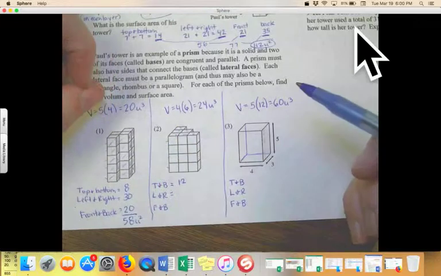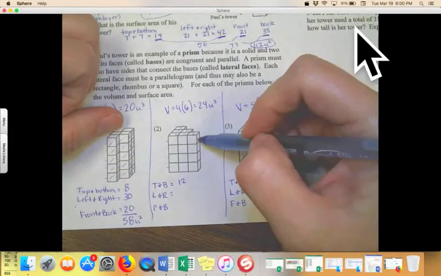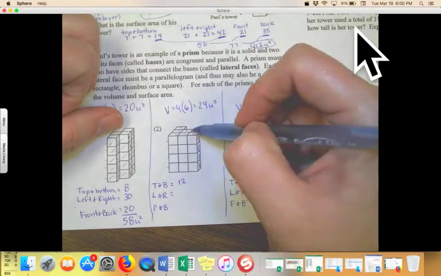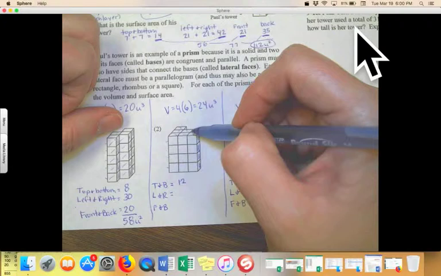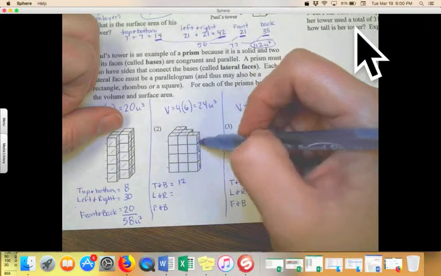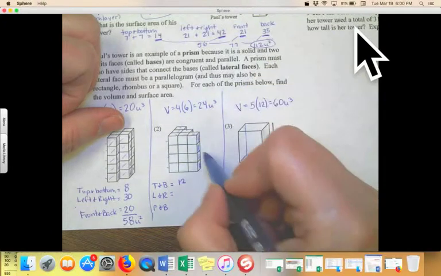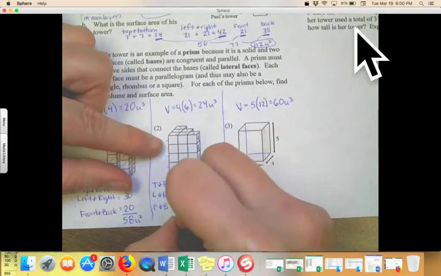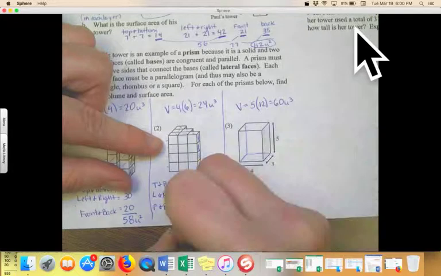For our left and right, it's a little bit hard to see here, but on the right, we can see we have 1, 2, 3, 4. You're going to have another 4 down this side, another 4 down this side. So 4, 4, and 4 is 12. You're going to have another 12 on the other side. So you have 24 for the left and the right together.